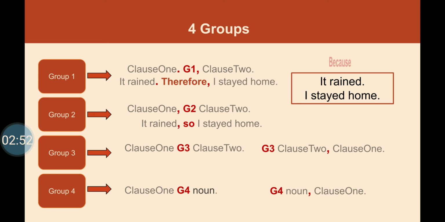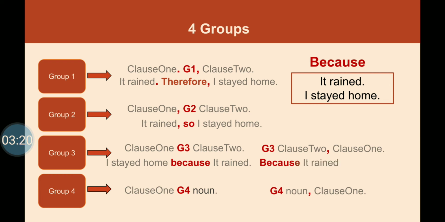Now let's use another word, because. Because is very simple. It belongs to group number 3. But in group number 3, you have two structures. This one and the other one. You can use the connective word in the middle, or you can put it at the beginning of the sentence. So let's do it. The first structure: I stayed home because it rained, period. So it's in the middle with no punctuation marks. You can start with it: Because it rained yesterday, comma, I stayed home.